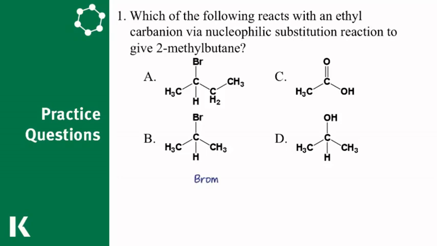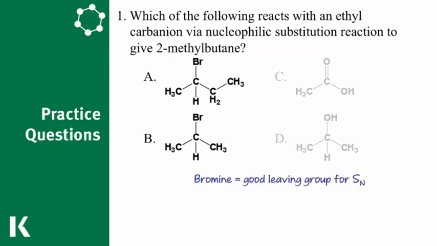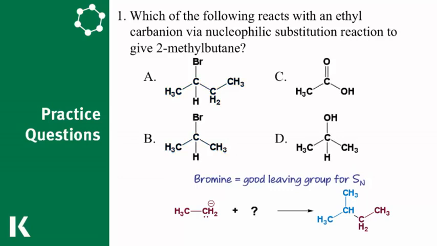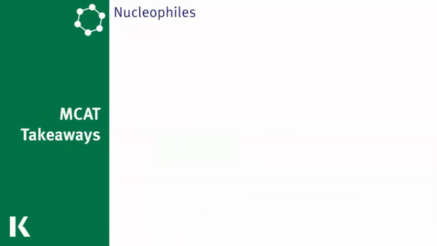First, bromine is a better leaving group than an alcohol. And we know, based on the name of the product, that it does not contain a carbonyl or alcohol functional group, therefore we can eliminate answer choices C and D. Next, imagine the reaction described. We want to determine the reactant that, when combined with an ethyl group, will form 2-methylbutane. Out of the remaining answer choices, only one has the proper number of carbons. It should be B.